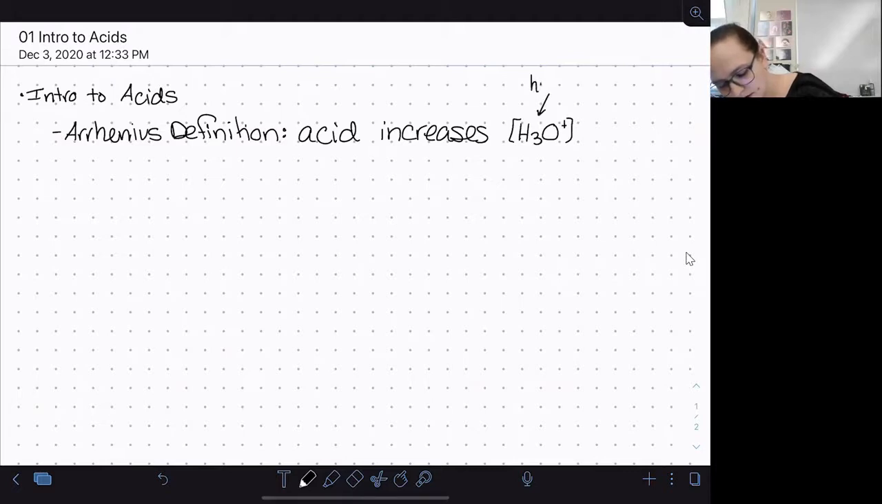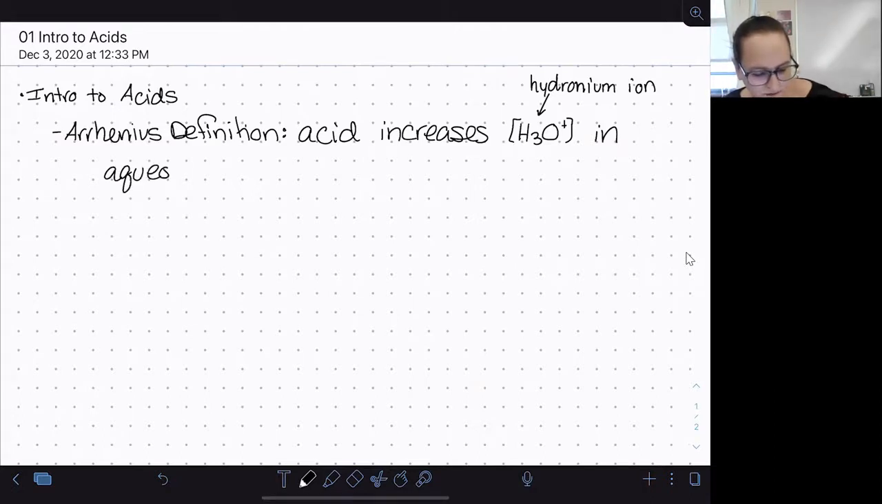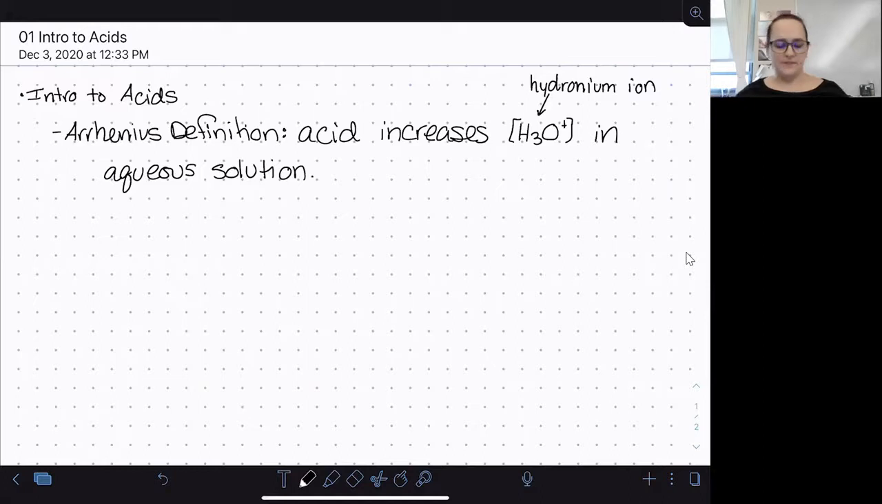So the Arrhenius definition is that an acid is something that increases the concentration of H3O+, which is known as the hydronium ion, in aqueous solution. So when you put an Arrhenius acid into aqueous solution, the concentration of hydronium increases.